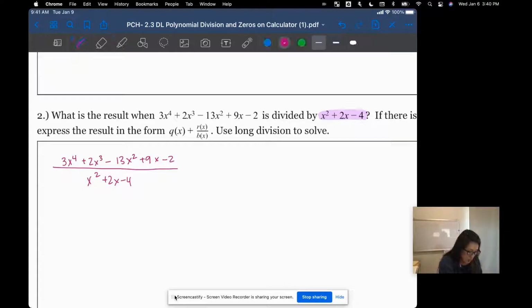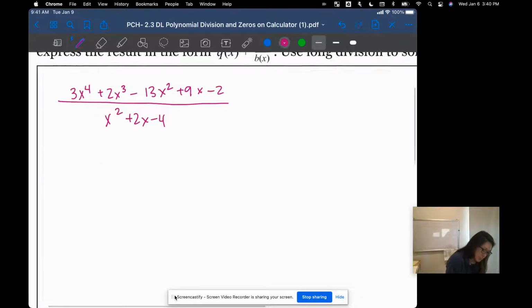So this is a quadratic factor, which means that I cannot use synthetic division. Okay, we cannot use synthetic division by dividing by anything other than a linear factor. So if you have a squared or a cubed or anything like that, you cannot use synthetic division. Okay, so I'm stuck with long division.